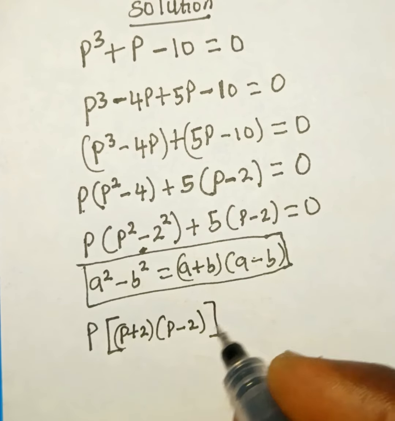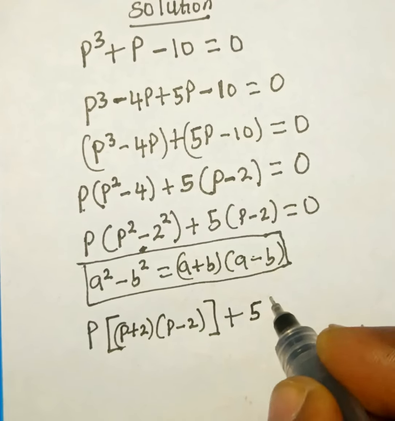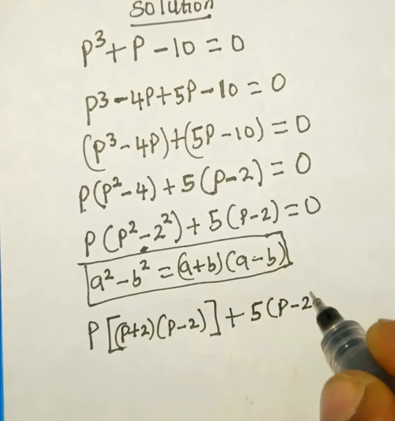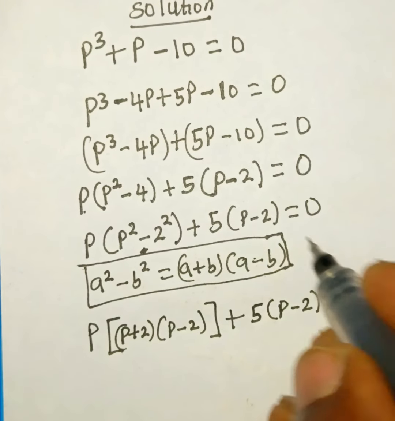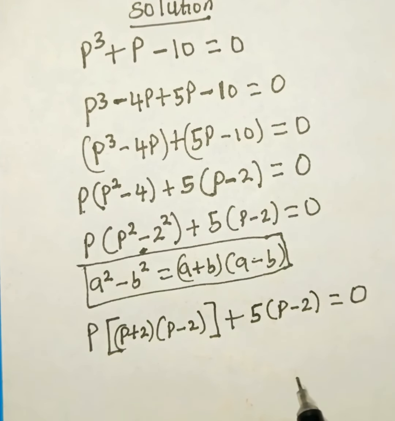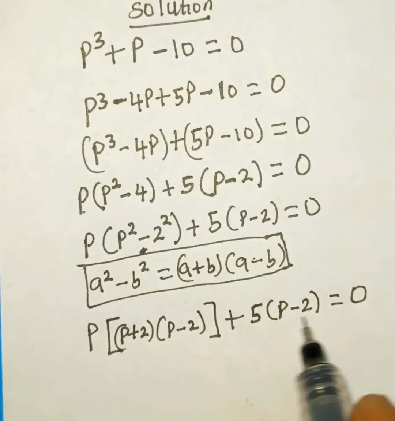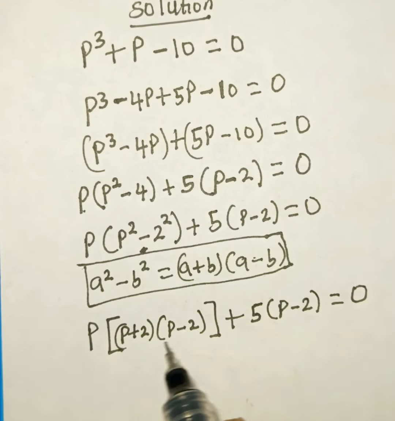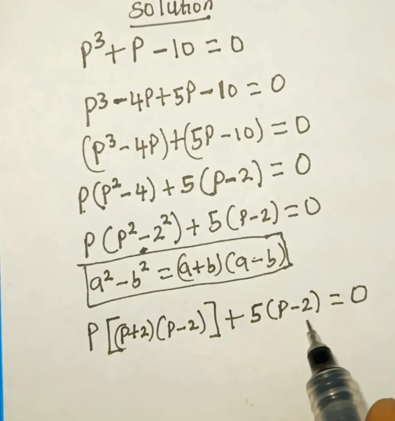So this is only this, then plus 5 into p minus 2, everything will be equal to 0. Now remember that this expression in the left hand side is in two parts. This is the first part and this is the second part. So what do you notice? Do we have anything in common?